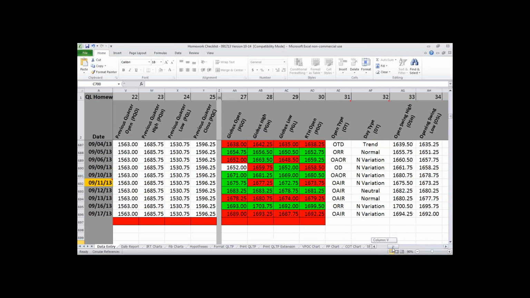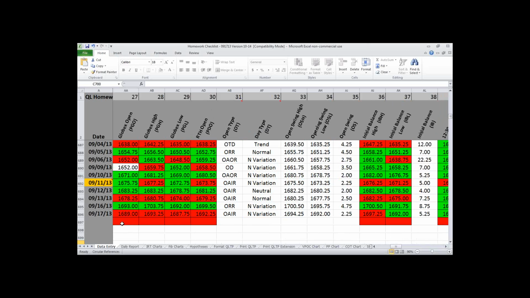I'll skip right over the quarter numbers, go into the intraday. Yesterday in the Globex we opened at 1689. We had a high at 93 and a quarter, a low at 87.75, and we opened the RTH session at 92.25. And Howard had this as an open auction in range, but I considered it an open drive, so I'm just going to make that change for me. Differences of opinion between traders are fine.